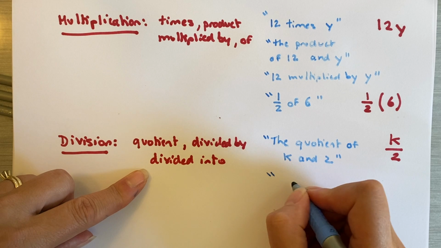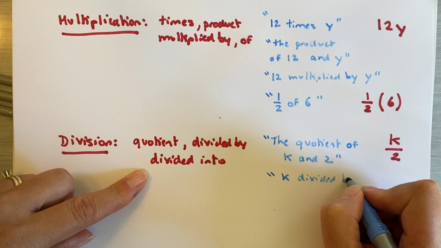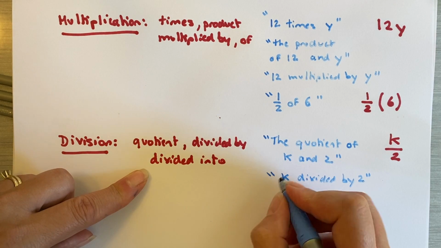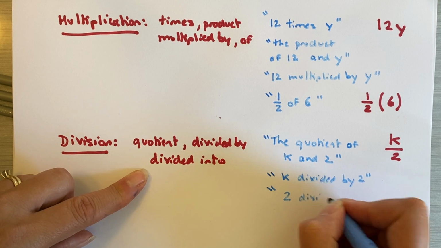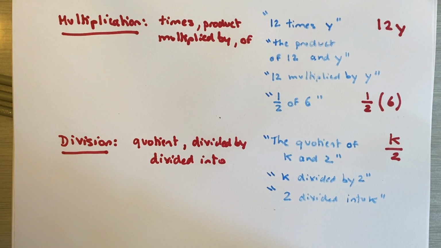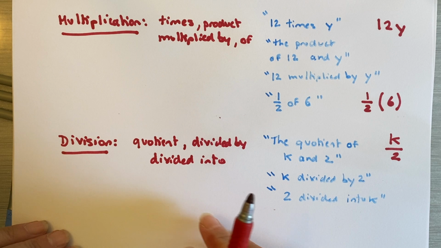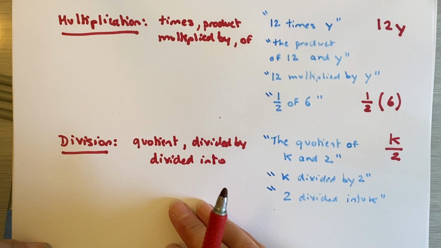You can say k divided by 2, or more rarely, but sometimes used, 2 divided into k. We won't use that too much, but you should know it. Okay, so that's my intro, and I'm going to do a couple of examples and then leave you to do some. Because the whole goal of this is to translate verbal phrases.